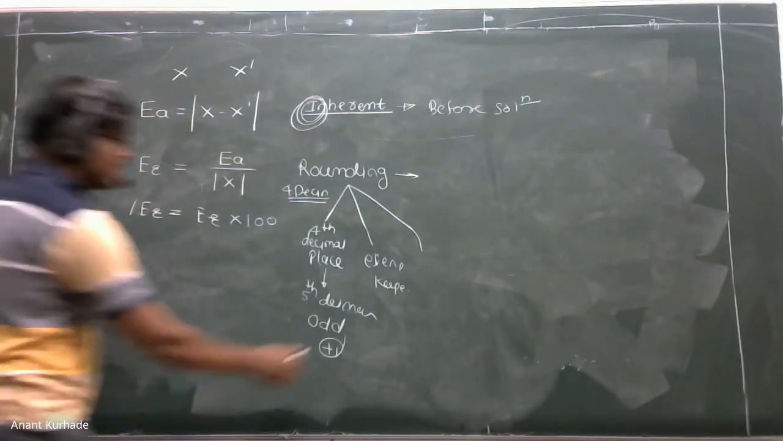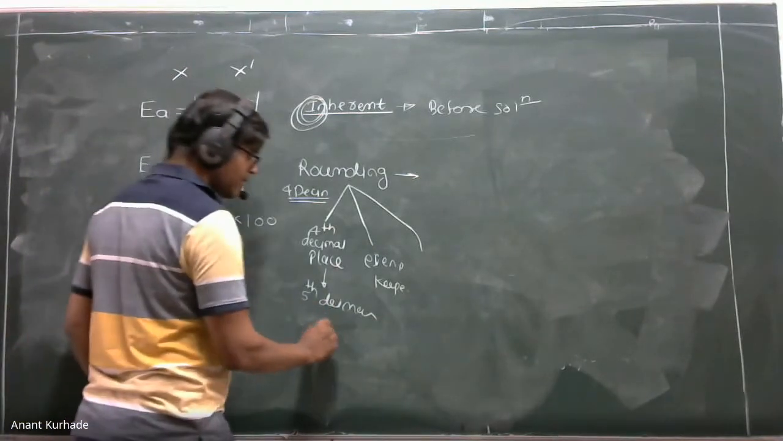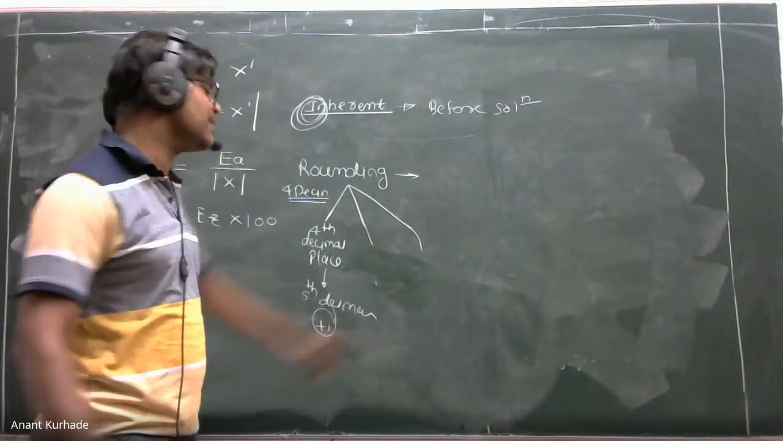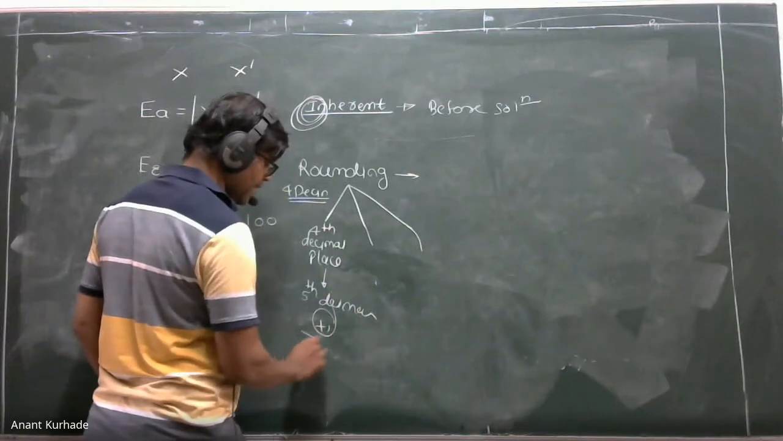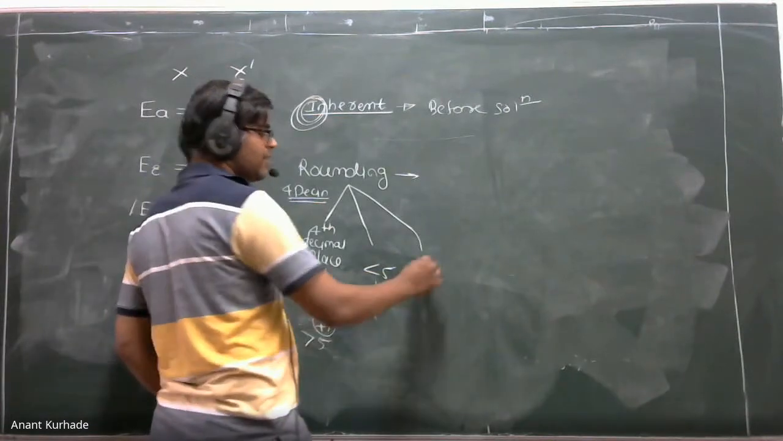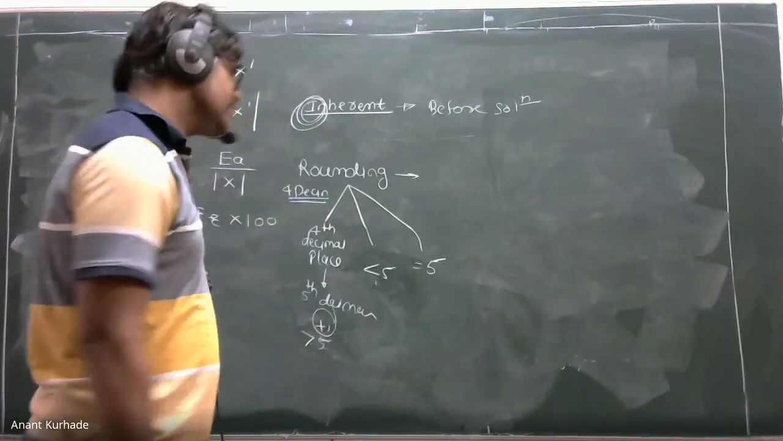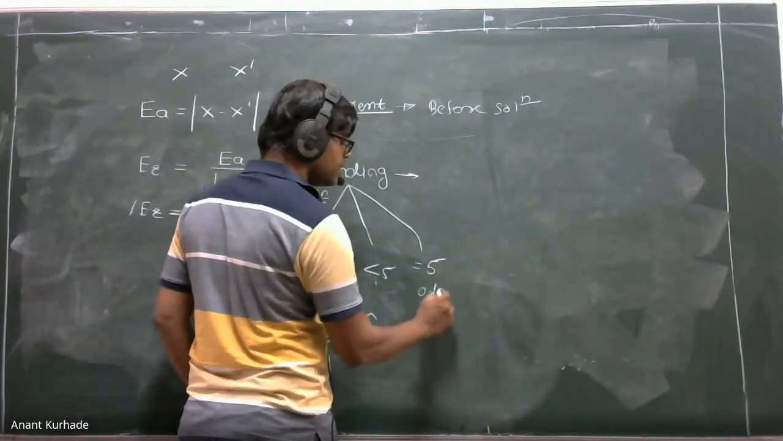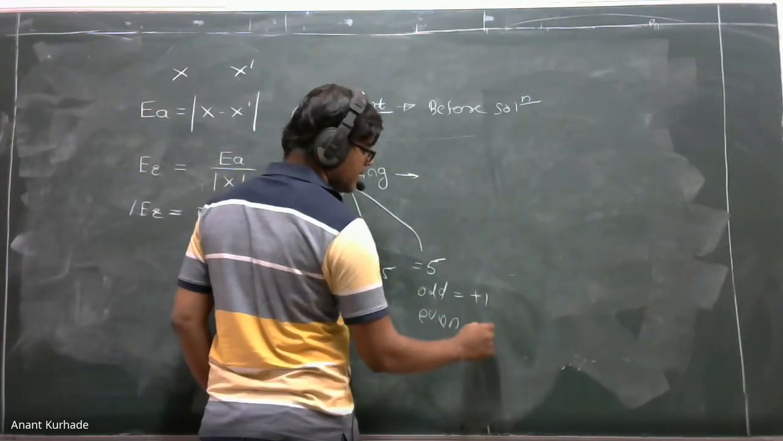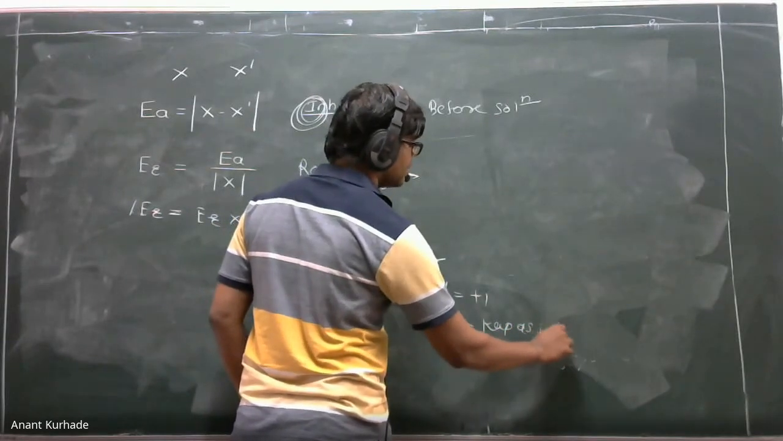Okay, fine. If the next decimal place number is greater than 5, then you can add 1. If the next decimal place number is less than 5, keep as it is. And if the next decimal place number is exactly 5, then check the previous one whether it is odd or even. If the previous number is odd, then add 1. If it is even, keep as it is. Don't add.